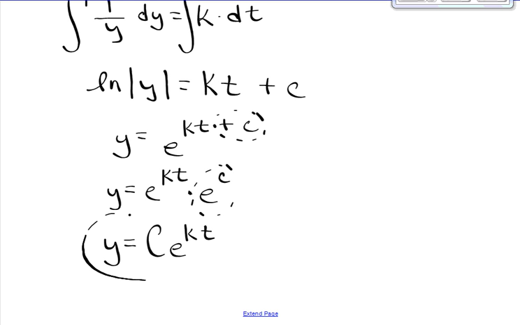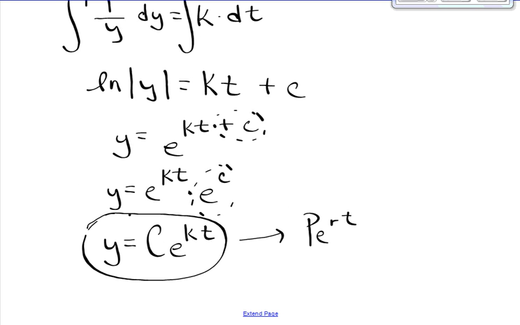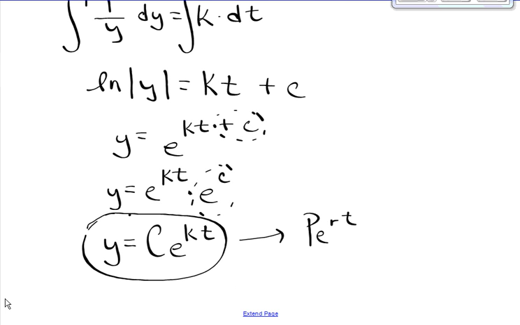Now hopefully some of you are seeing the importance of that. This is an exponential model. You may have seen things like PERT, right? It's the same exact model. So why this is important is if you have this differential equation in the form of the rate of change is proportional to the value, then you're going to have an exponential model. So if I ever say that the rate of change of typically a population or something is proportional to the value of the population, then what you're going to have is an exponential model, and you're going to use this PERT type model, C e to the kt. Okay?